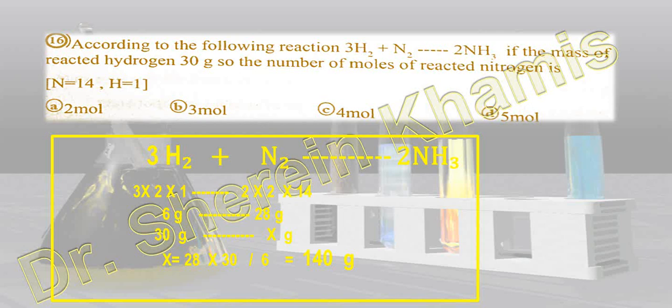gram. And so the number of moles equals mass over molar mass. We take 140 divided by the molar mass of nitrogen. So the right answer will be 5 moles of nitrogen. So the right answer here will be 5 moles. We are going to question number 17.